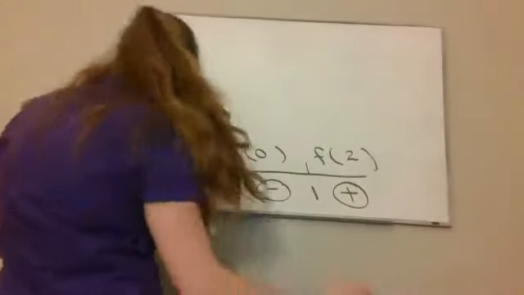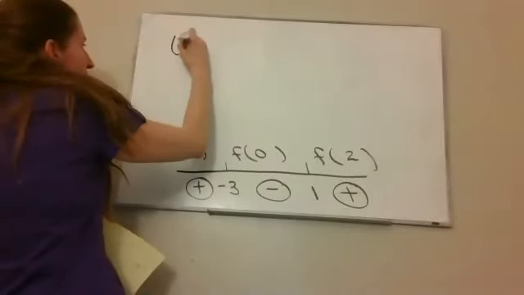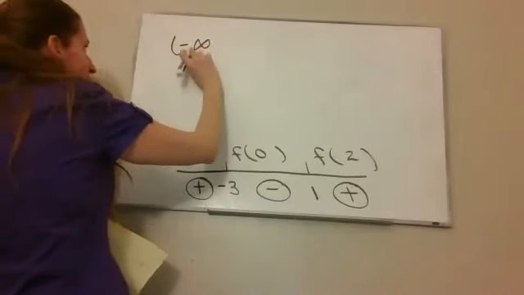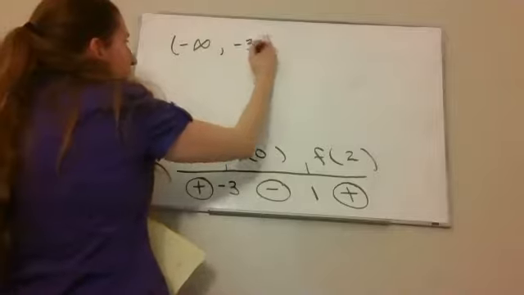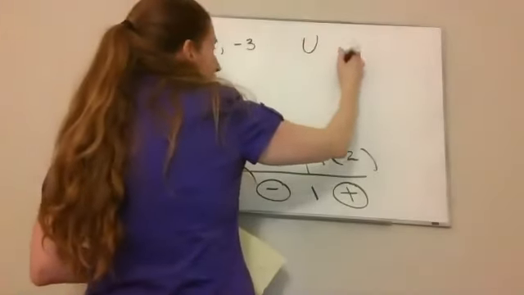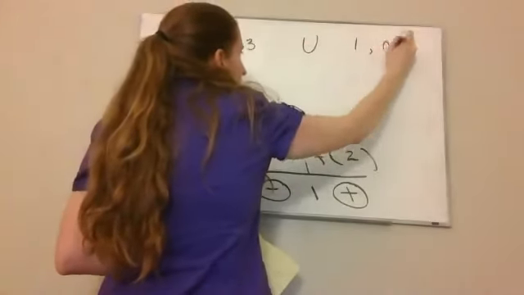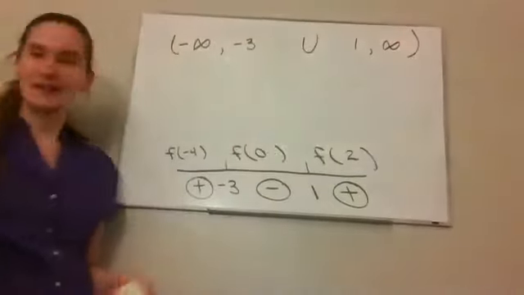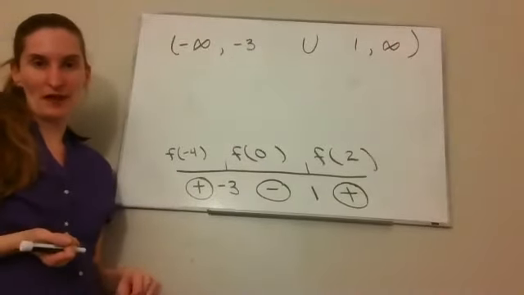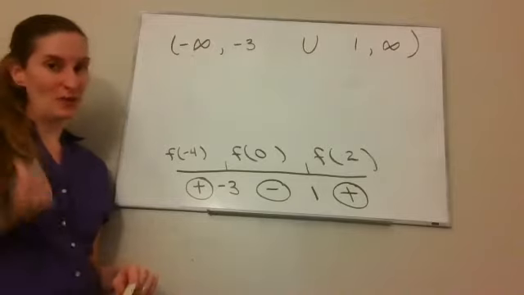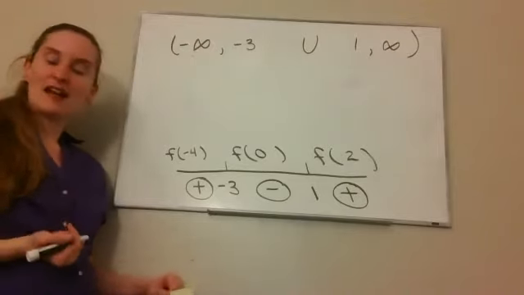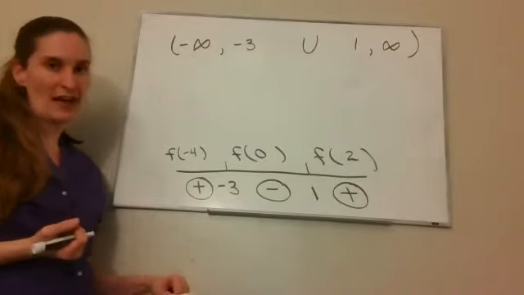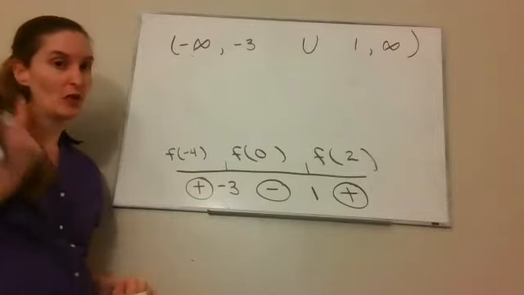Now is the only dangerous part. Let me write down those intervals. I have -infinity to -3, and I will have a 1 to infinity. But I've purposely left off the parentheses or brackets right now on those endpoints. We have to be careful. This did say equal to. We had greater than or equal to.